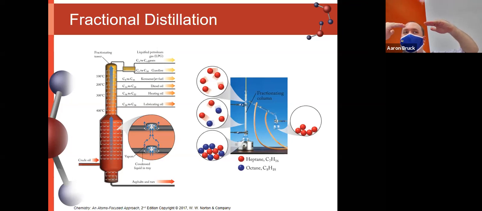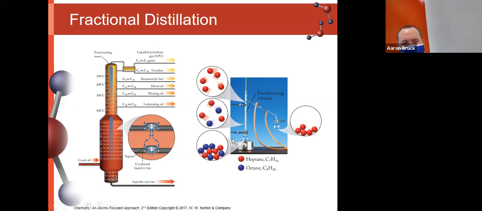The things that have lower molecular weights and do not require nearly as high of temperatures continue to rise up into the column until they get up to the top here, and then we either separate them into liquefied petroleum gases, or they get fractioned off into things like gasoline and other fuels. And so you can see, as our molecular weights, as our number of carbons increase, they won't travel nearly as far up the column.